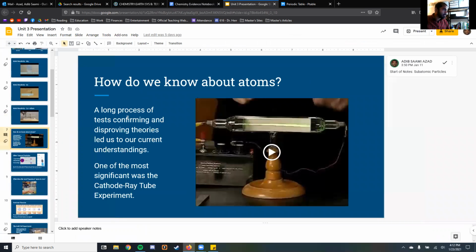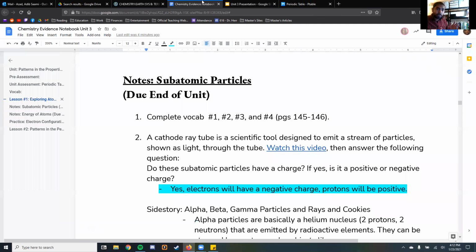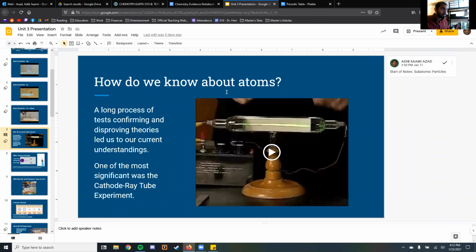The notes on subatomic particles are essentially a history lesson. Through hundreds of years of science, we have developed an understanding of the atom and the things that make up the atom. The first thing that we brought up was a cathode ray tube and the experiment that goes along with it. The cathode ray tube has a positive end and a negative end. You shoot some electricity into the positive end and it will shoot a beam of what we call electrons towards the negative end.